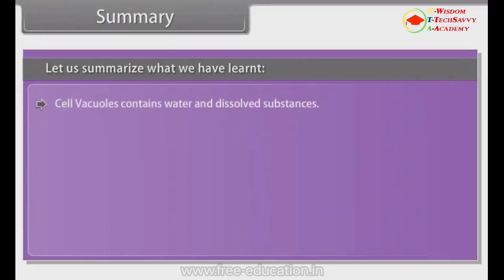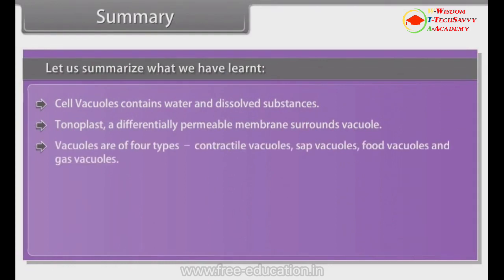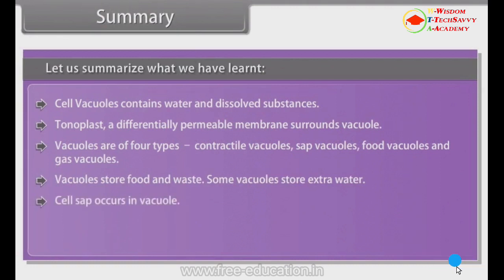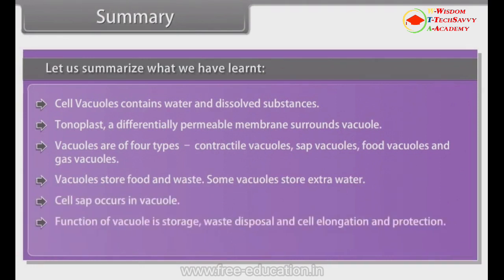Cell vacuoles contain water and dissolved substances. Tonoplast, a differentially permeable membrane, surrounds the vacuole. Vacuoles are of four types: contractile vacuoles, sap vacuoles, food vacuoles, and gas vacuoles. Vacuoles store food and waste. Some vacuoles store extra water. Cell sap occurs in the vacuole. The function of vacuole is storage, waste disposal, and cell elongation and protection.